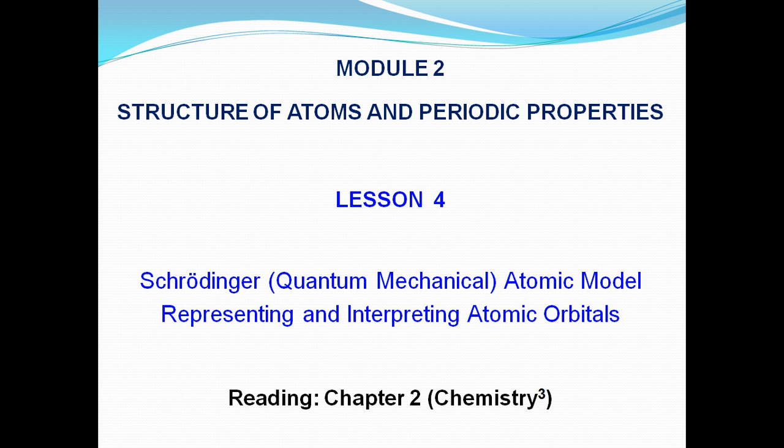Welcome to lesson 4 in this module, which looks at the structure of atoms and periodic properties. And the topic of this lesson is the Schrodinger or quantum mechanical atomic model. Now, this is essentially a review of what we did in our last lecture and completing what we had started in that lecture.